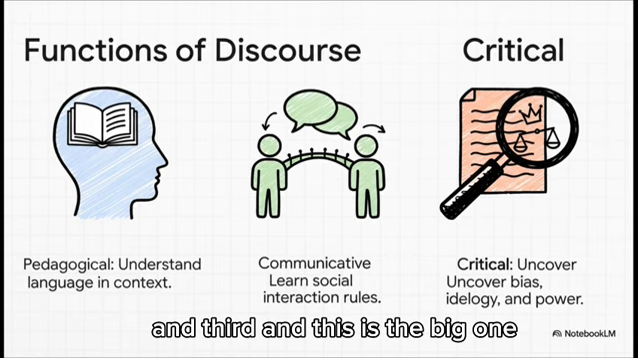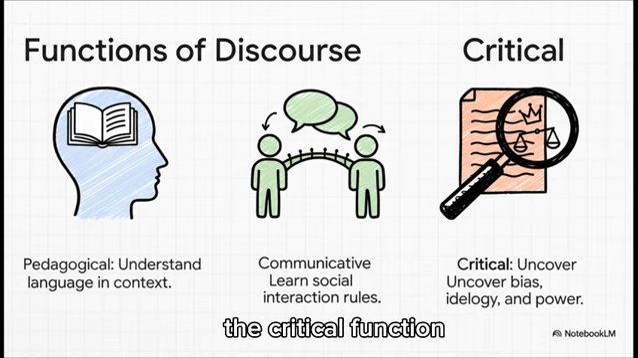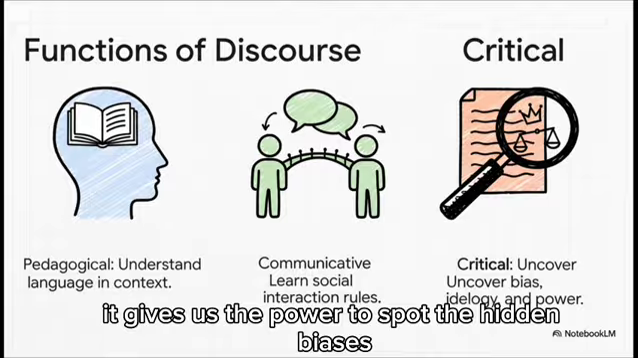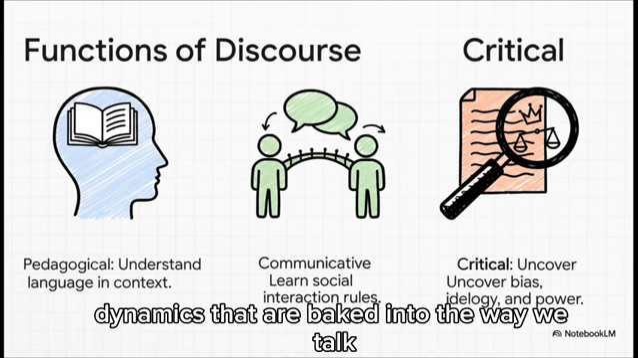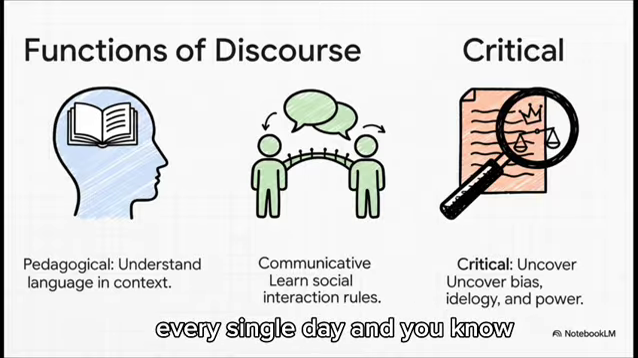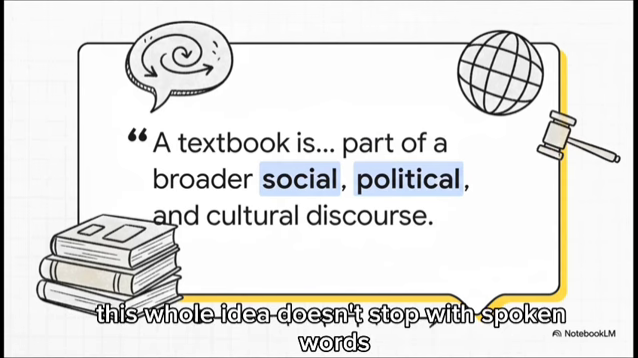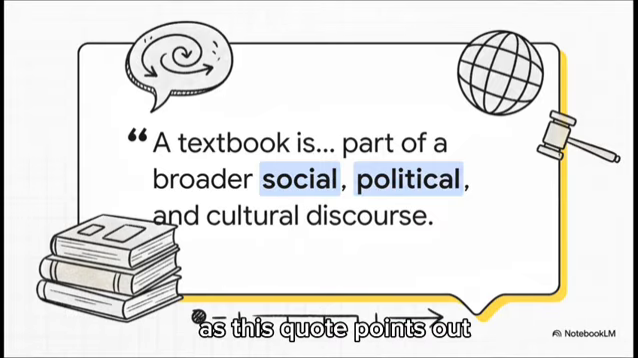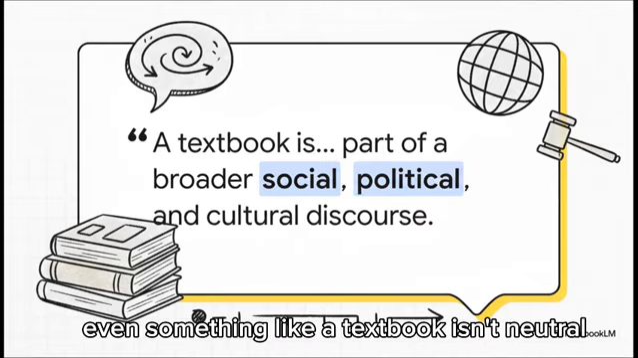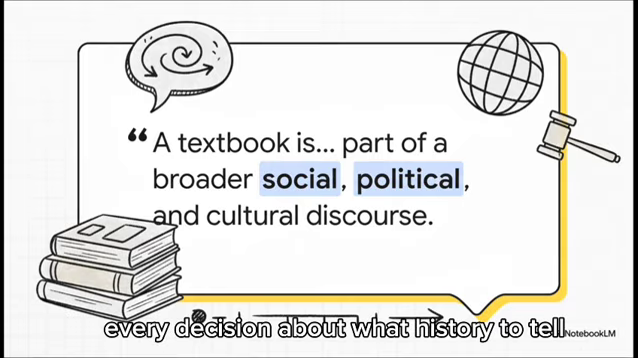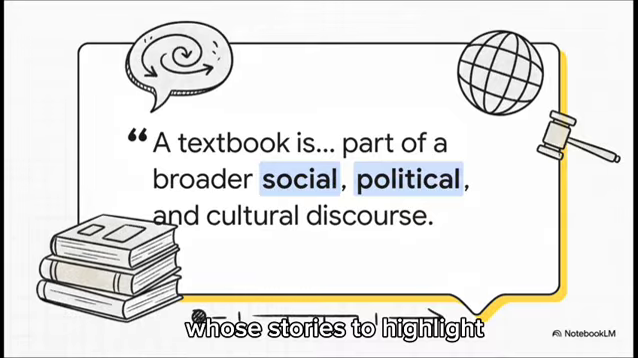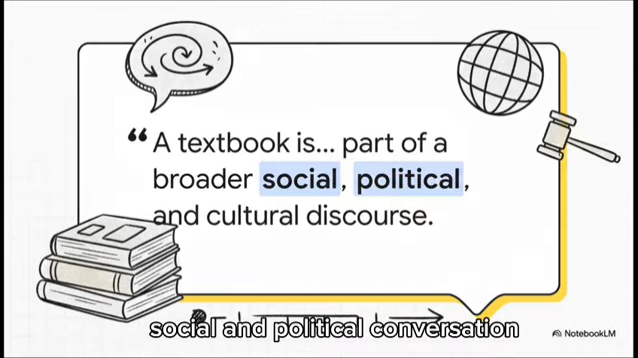And third, and this is the big one, the critical function. It gives us the power to spot the hidden biases, the unspoken beliefs, and the power dynamics that are baked into the way we talk every single day. And you know, this whole idea doesn't stop with spoken words. As this quote points out, even something like a textbook isn't neutral. It's a cultural product. Every decision about what history to tell, whose stories to highlight, it's all part of a much bigger social and political conversation.